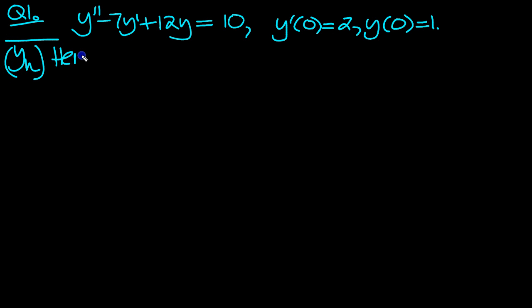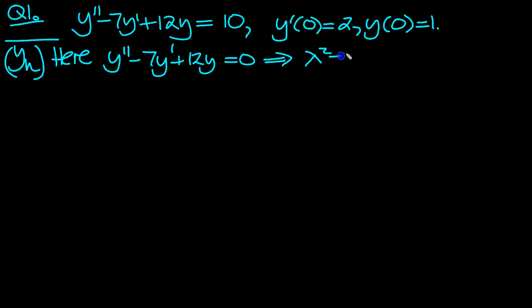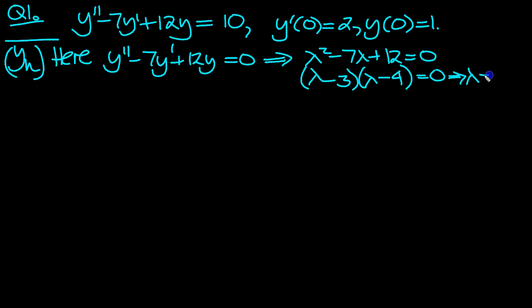So here, what have we got? We've got y'' - 7y' + 12y = 0. That gives us the auxiliary equation lambda squared minus 7 lambda plus 12 equals 0, which we can factorize: lambda minus 3, lambda minus 4 equals 0. So that tells us then that lambda is equal to 3 or lambda equals 4. There's our two roots. So it's a case 1, real distinct.